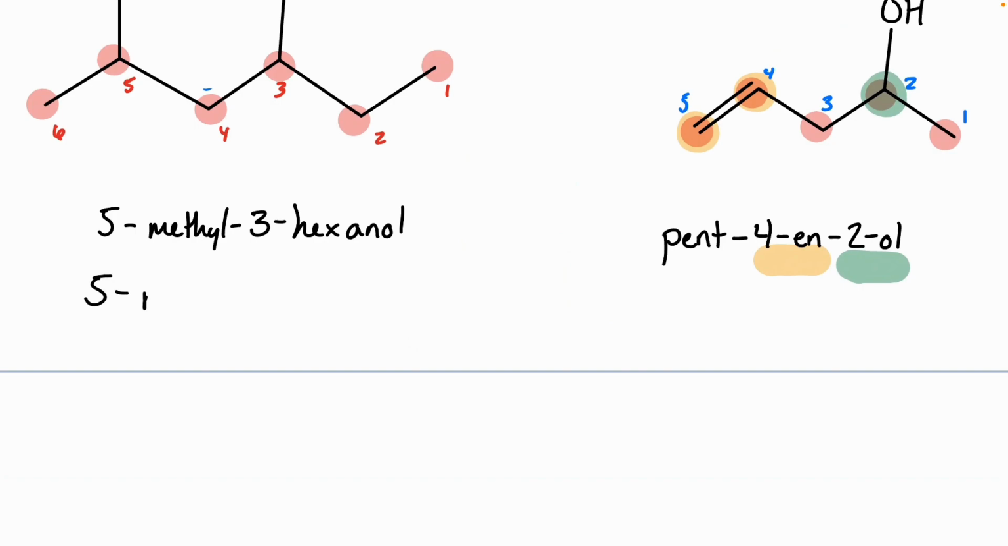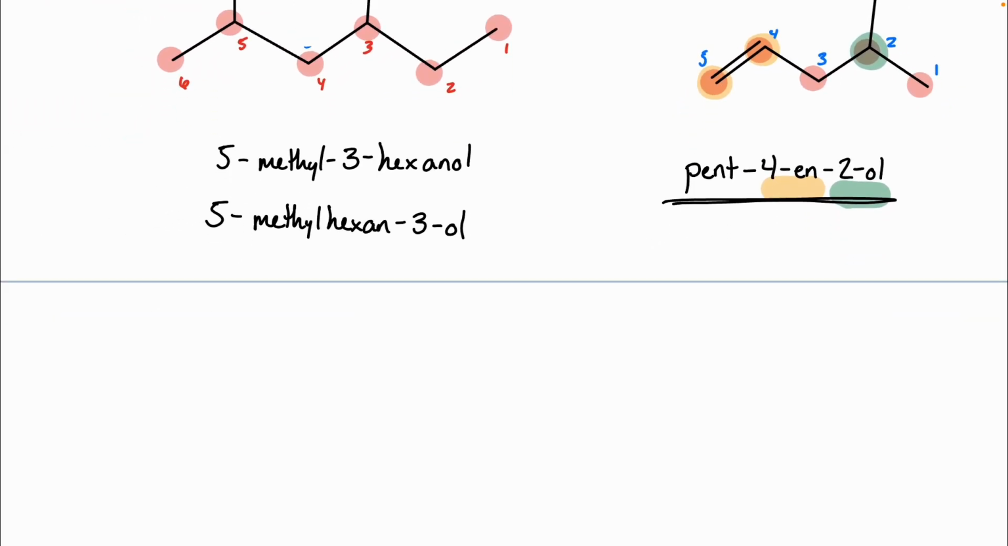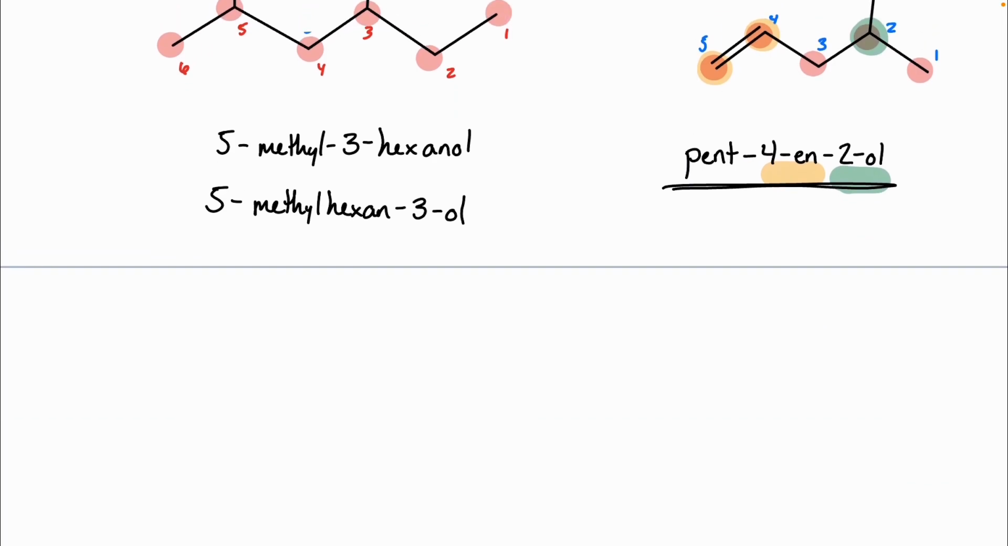So this other one, I could have written 5-methylhexan-3-ol, but we don't bother to for the most part. I mean, you can, it's not like it's wrong, but it just looks weird, right? We have to when we have both of these functional groups in there. Okay, so that's one example with a double bond.